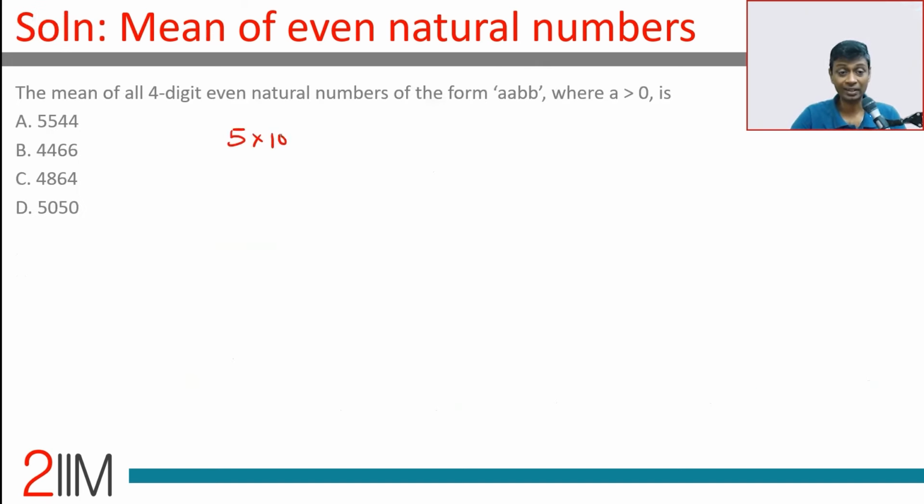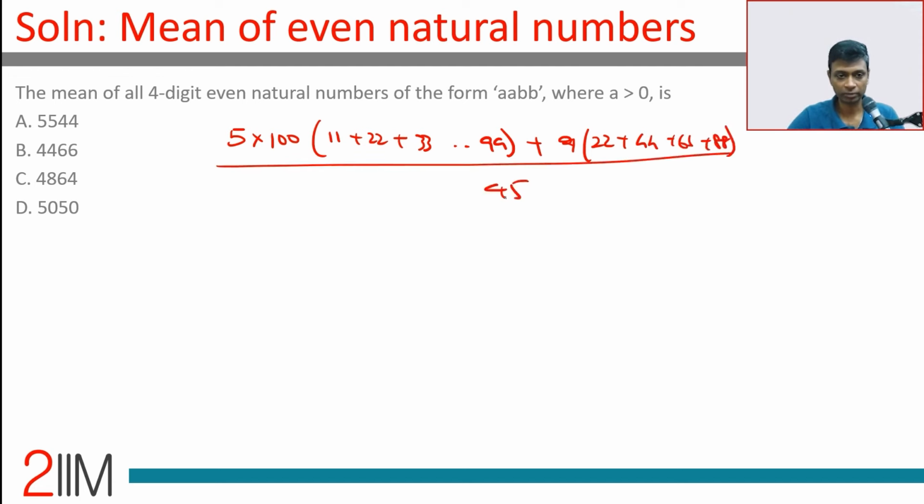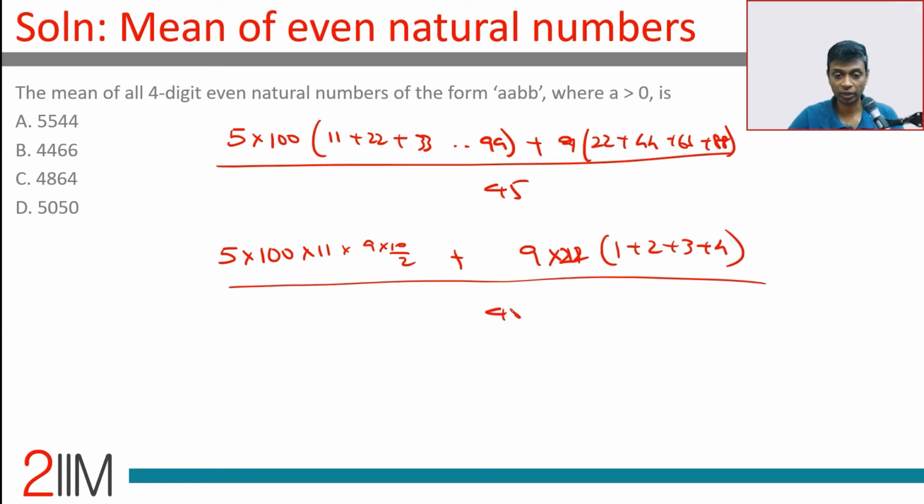5 into hundreds times 11 plus 22 plus 33 all the way to 99, plus 9 times 22 plus 44 plus 66 plus 88, divided by 45. Let's take the numerator. 5 into 100 into 11 into 1 plus 2 plus 3 plus till 9, which is 9 into 10 by 2, plus 9 into 22 into 1 plus 2 plus 3 plus 4, divided by 45. 10 by 2 is 5, 9 into 5 is 45.